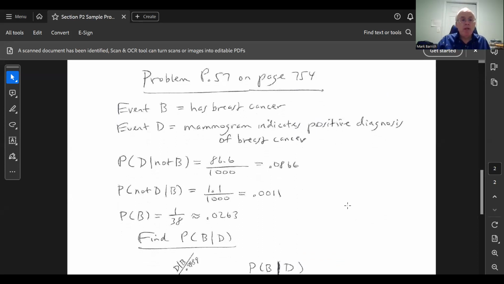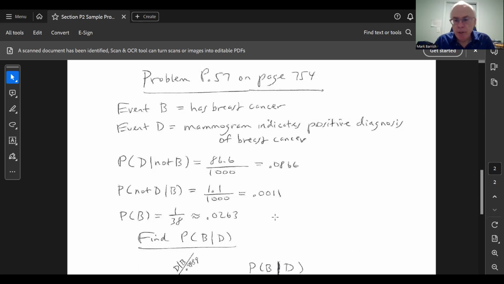Easy setting up the events. The 2 events are B, person has breast cancer, and D, for diagnostics. The mammogram indicates a positive diagnosis of breast cancer. So it's a diagnostic result. All right. So B is the event that if you selected somebody at random, the person has breast cancer. D is the positive result of the test.